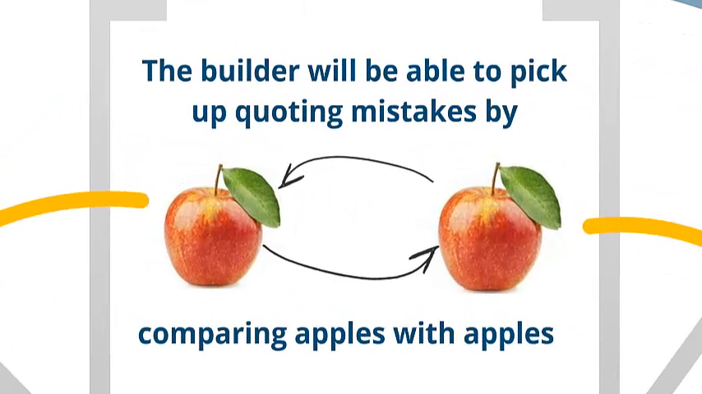So comparing apples with this type of contract is easy. It enables you to pick up the mistakes as well in other people's quotes. Because it's completely transparent, you'll be able to be involved the whole way through the process, and you can make sure that the builder has managed to convey your overall wish and desire for the project.